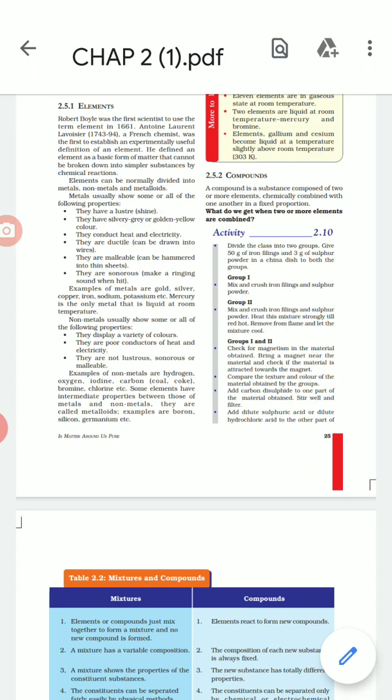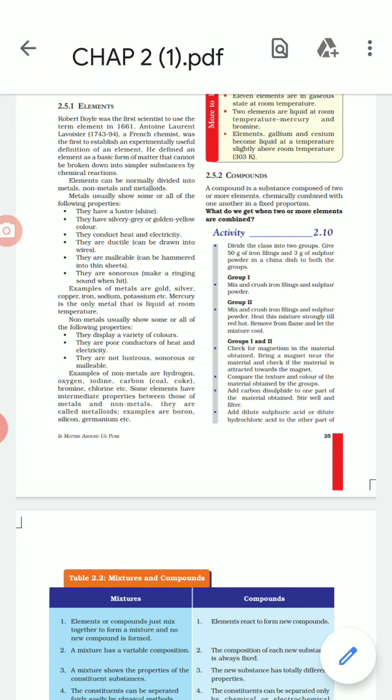Remove from the flame and let the mixture cool. So group 1 has to do only a simple process of mixing the iron filings and sulfur, but group 2 has to mix them, crush them and heat them. Now groups 1 and 2 have to check for magnetism in the material obtained. You have to check whether the particles show the property of magnetism. When you bring a magnet near the material, if the material is attracted towards the magnet, it shows magnetism.